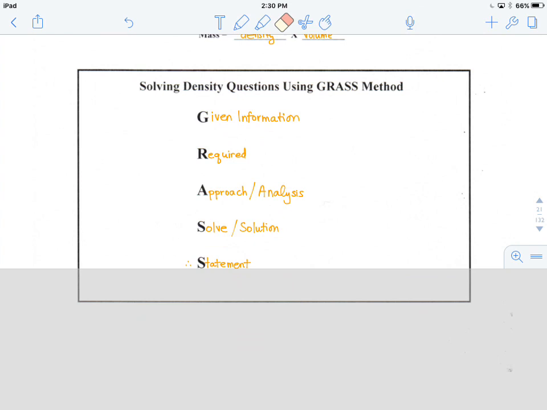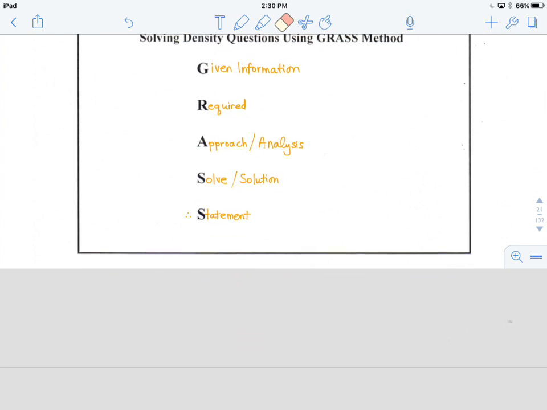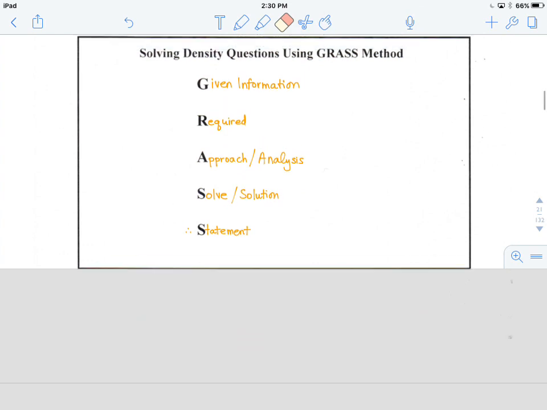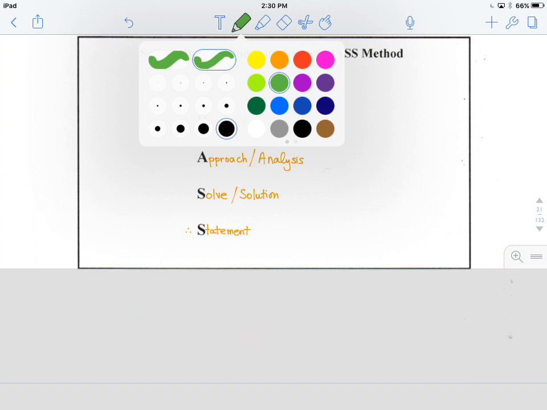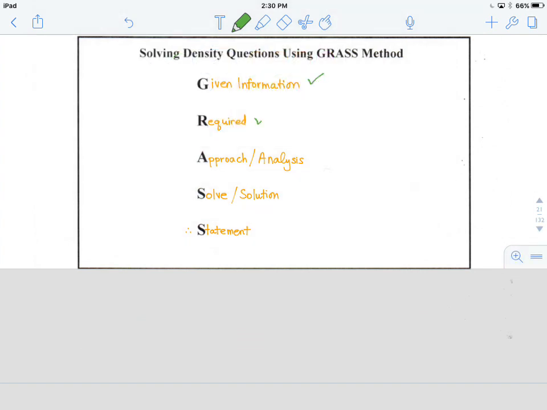This is something that we want to introduce. When you solve density questions, or really any kind of word problem, this is how you should list them. You should list your given information. You should list what's required, what the problem is requiring you to solve. A stands for approach, or your analysis, like what formula you're going to use or how you're going to tackle the problem. S is solve, or create a solution, and the last S, always remember, is a statement. So we always list our given information, then the required information, then the approach or analysis, then we solve it, and then we write a statement.